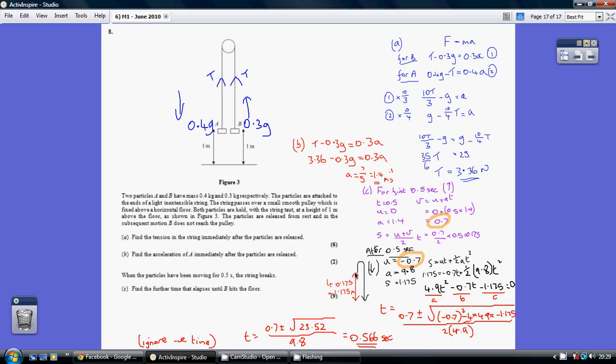So be careful though, you don't need to work out the distance all the way up to the top and all the way down again. You can simply net the distance off. So using S equals ut plus half at squared, our only unknown is t. We can rearrange it into a quadratic, and then use the quadratic formula to solve for t. Two possible solutions, but one of them is negative, so we ignore that given it's time. So our one solution is 0.7 plus the square root of 23.52, over 9.8, which is 0.566 seconds.